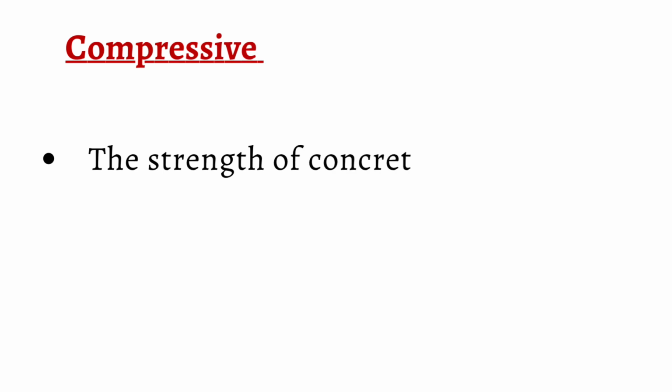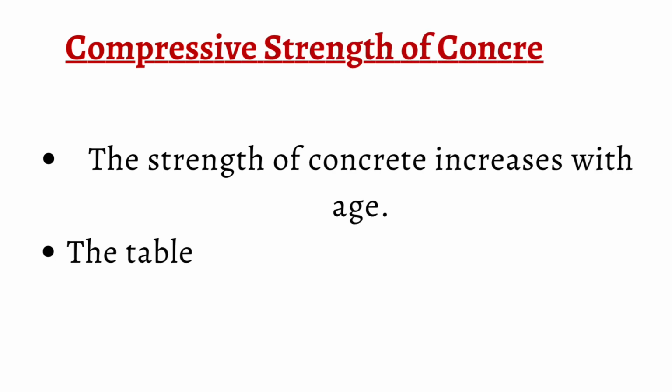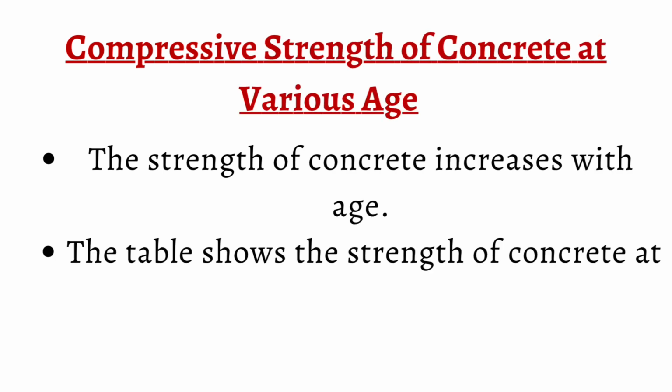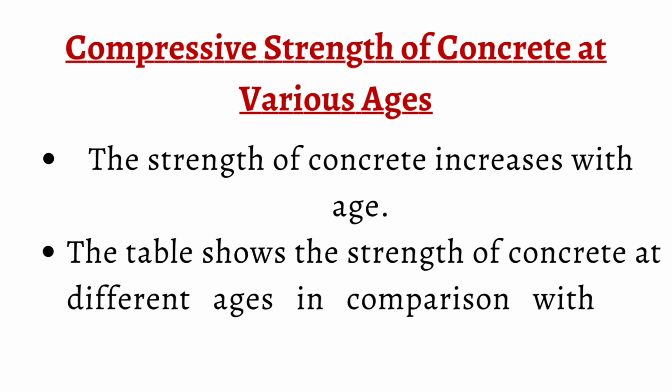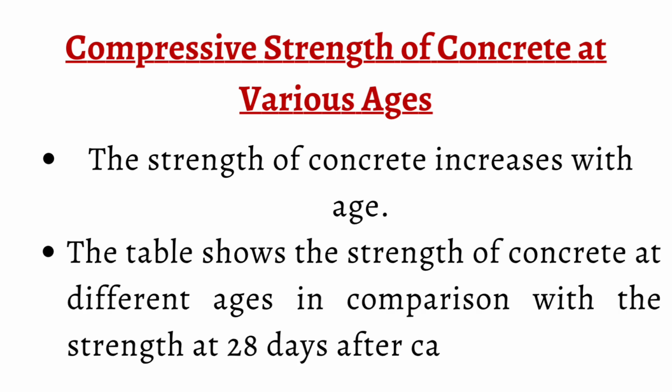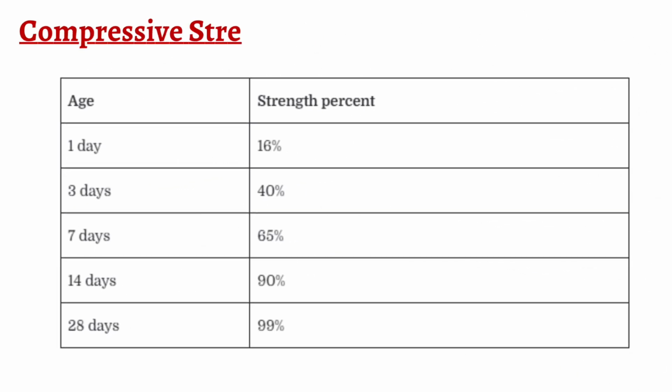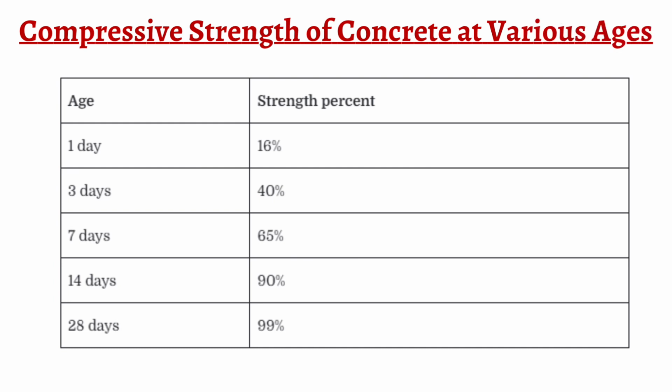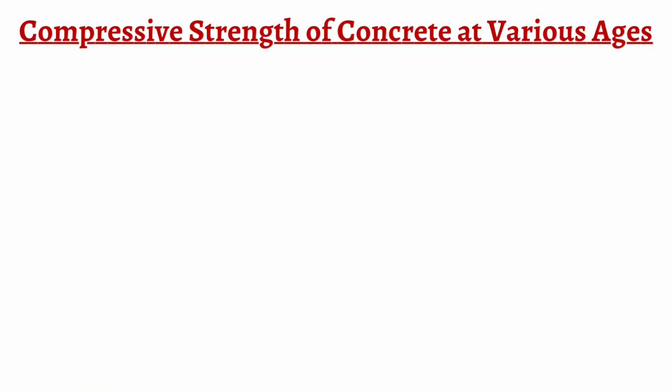So, compressive strength of concrete at various ages. The strength of concrete increases with age. The table shows the strength of concrete at different ages in comparison with strength at 28 days after casting. If the age is 1 day, then the strength is 16%, 3 days 40%, 7 days 65%, in 14 days it reaches 90%, and in 28 days it reaches up to 99%.